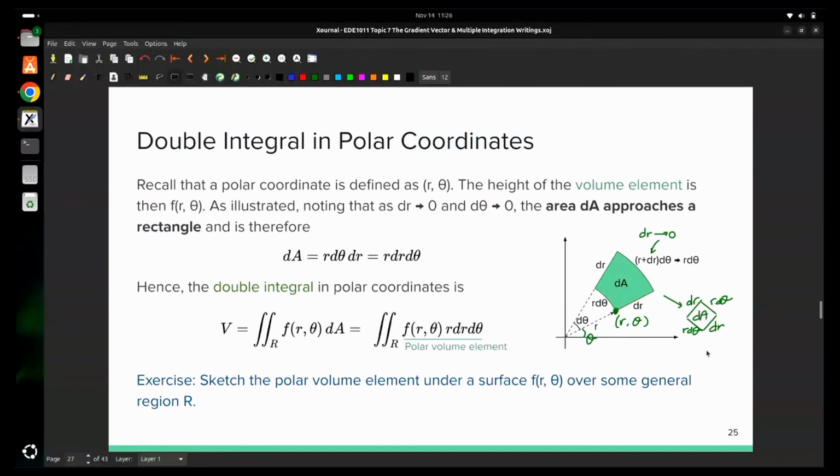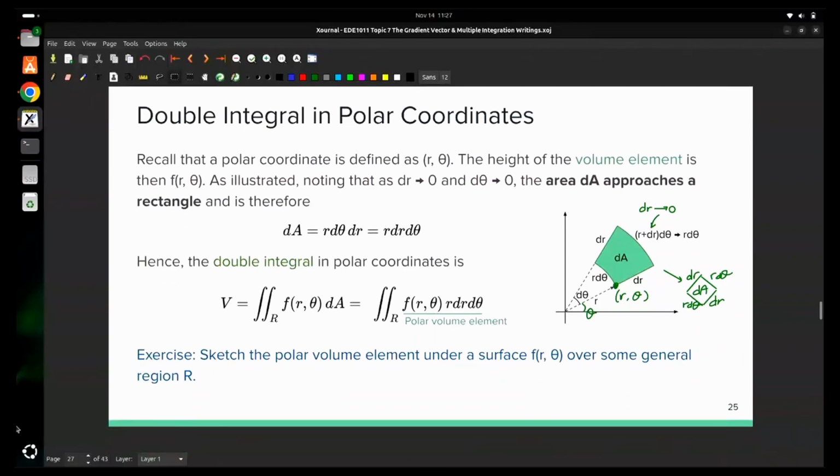Okay, this one will require some visualization, right? But the important part is not this one. The important part is that you can always replace this dA in terms of the coordinate system that you are integrating in. So this dA can be replaced by this, and then now because you change your coordinates from Cartesian to polar, the function must be converted from f of x, y to f of r, theta. Is that all right? Yeah.